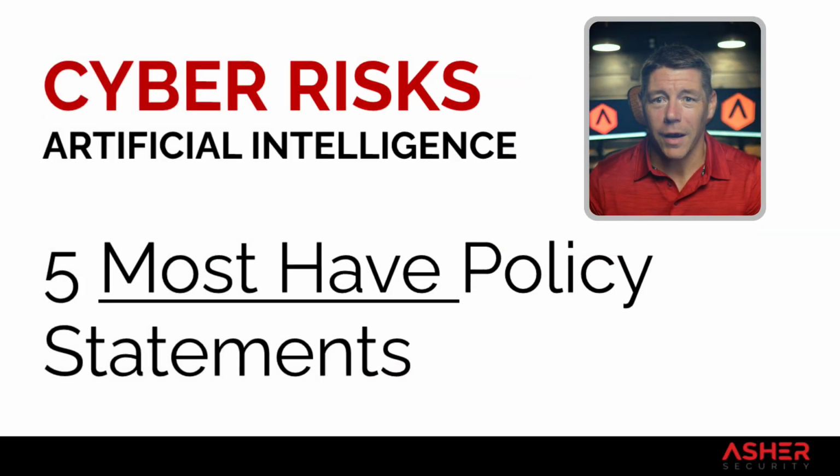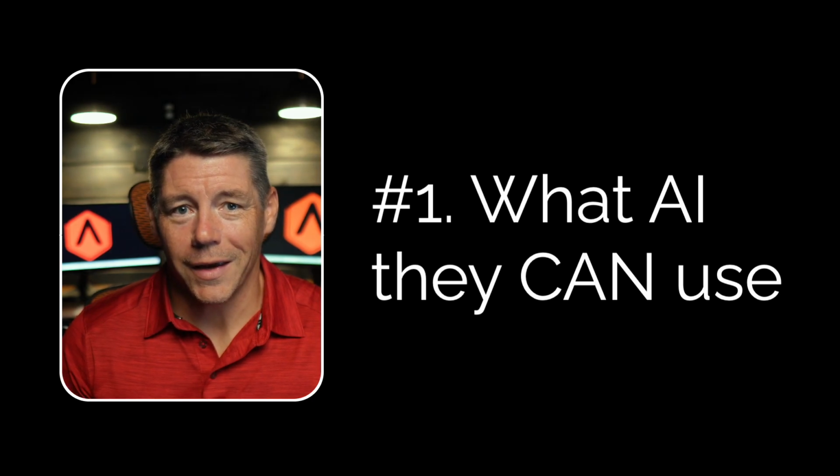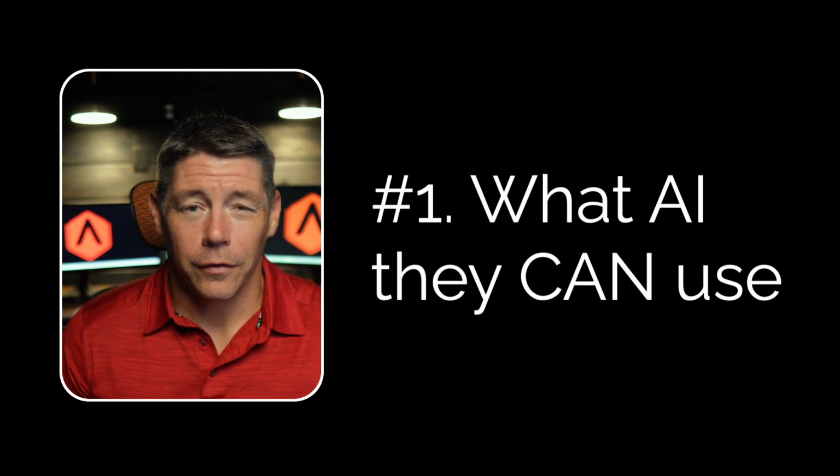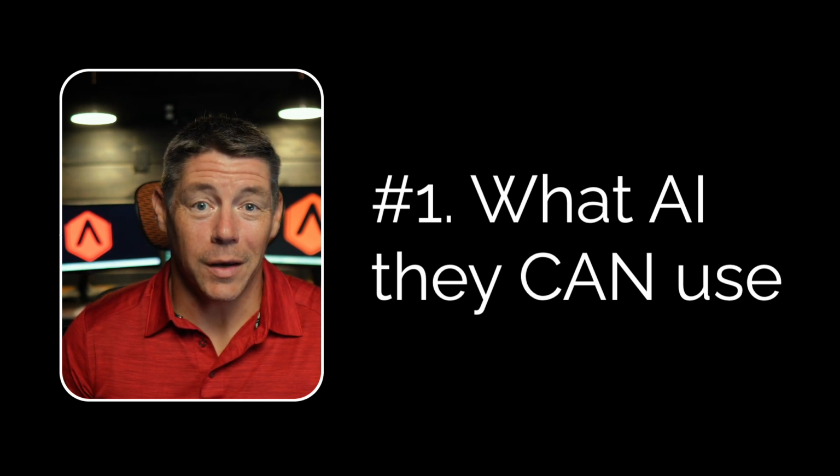So in this short video, what I want to do is cover 5 must-have policy statements to help you build your own artificial intelligence policy. So we're going to jump right into it with number 1. Start with what AI they can use. There's a couple things here. Number 1 is just the idea that we want to be a business enabler.